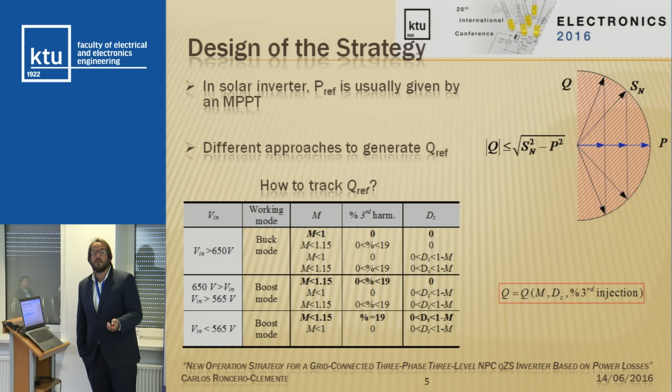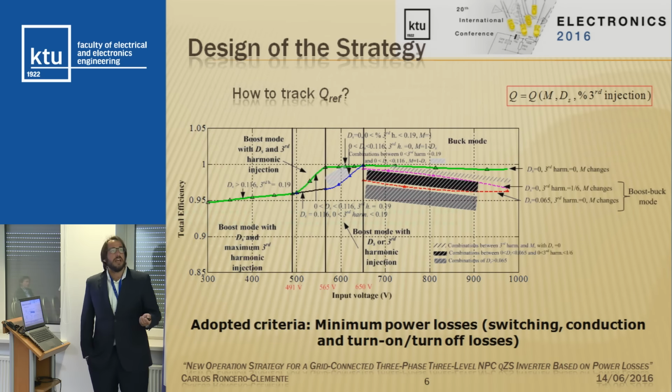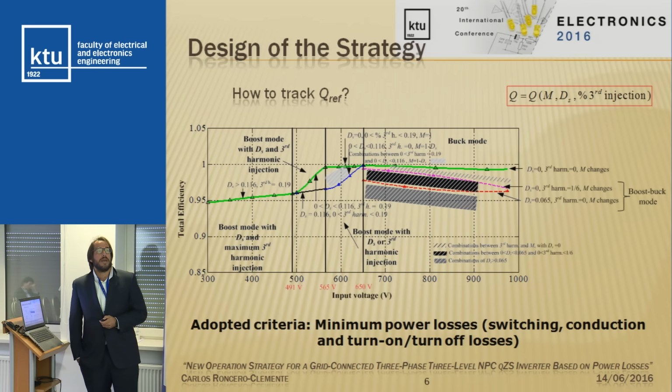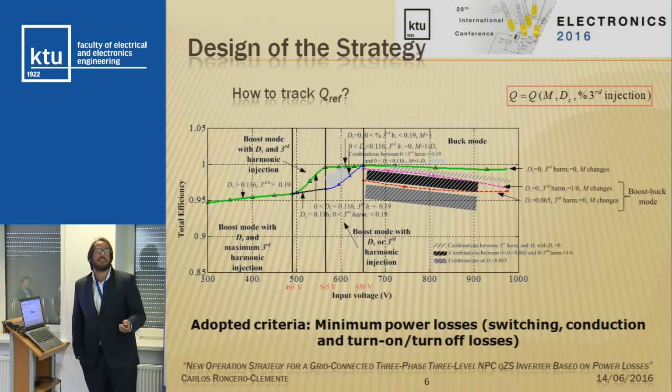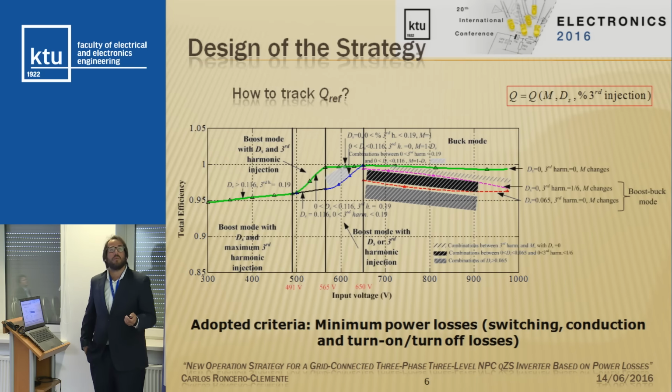This control variable will be discussed based on the power losses. Here we have the main simulation results based on the power losses. For instance, we have here the main limits between the different intervals that need to be studied. When the input voltage is higher than 650 volts, we have different combinations. But according to the whole efficiency of the system, the best way to operate is without shoot-through state, without third harmonic injection, and just modifying the modulation index. We will work with the highest values of the modulation index.